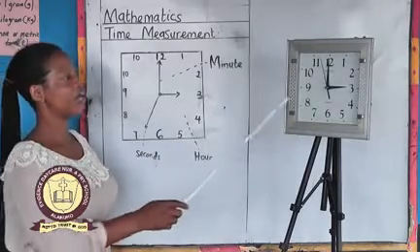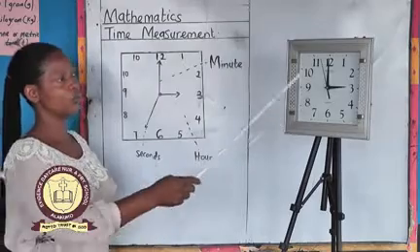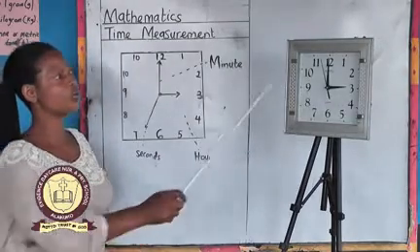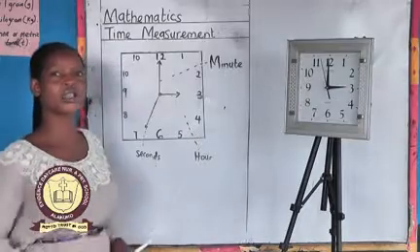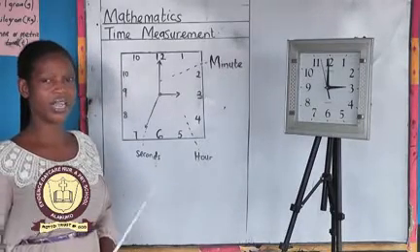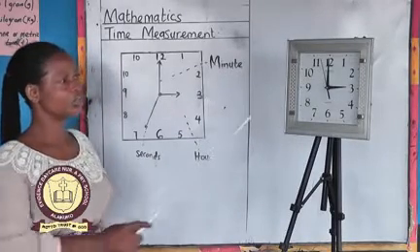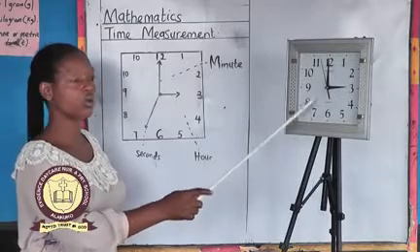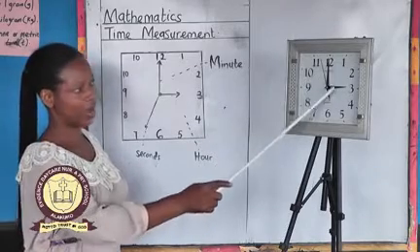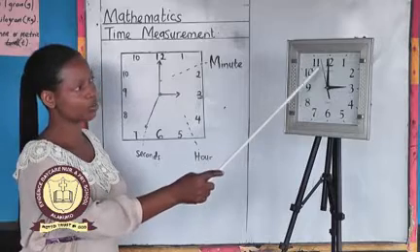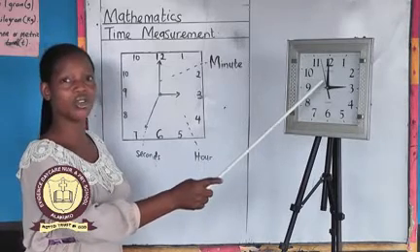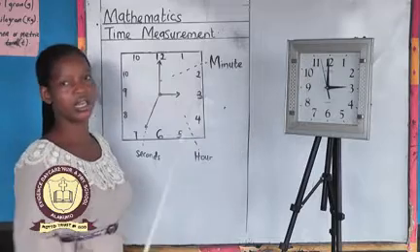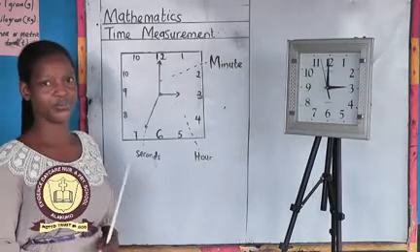Now, if it's no longer on 3, say it is on 4, in as much as your minute hand still remains on 12, it is o'clock. I believe you understood. Even though it is no longer on 3, if it's on 6 for example, it is 6 o'clock. If the hour hand is on 9 and your minute hand still remains on 12, your time is 9 o'clock. I believe you understood.